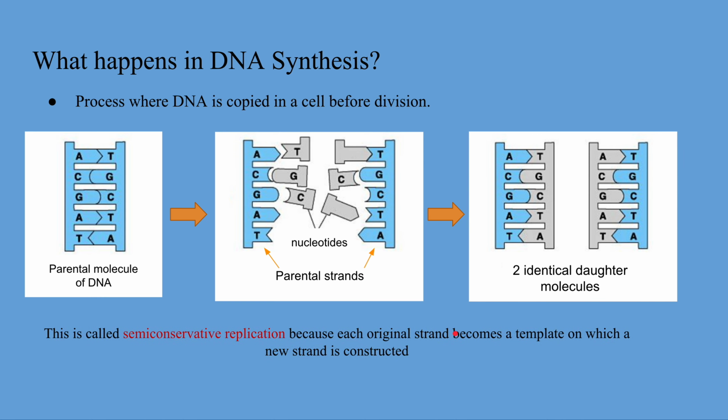This whole process is called semi-conservative replication because the original strands become templates for the new strands. If that's too confusing, semi-conservative basically means half kept. So half of this parental molecule is kept in one DNA, and another half is kept in another DNA strand. There we go. So what are the enzymes?